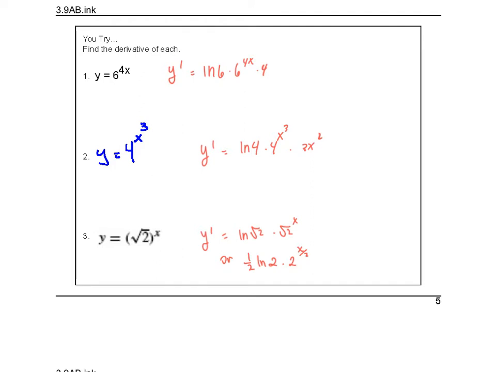So in ln root 2, that's not an incorrect answer, but remember that that's equivalent to 1/2 ln 2. Likewise, root 2 to the x is not wrong, but you could rewrite it as 2 to the x over 2 power, or 1/2 x power.